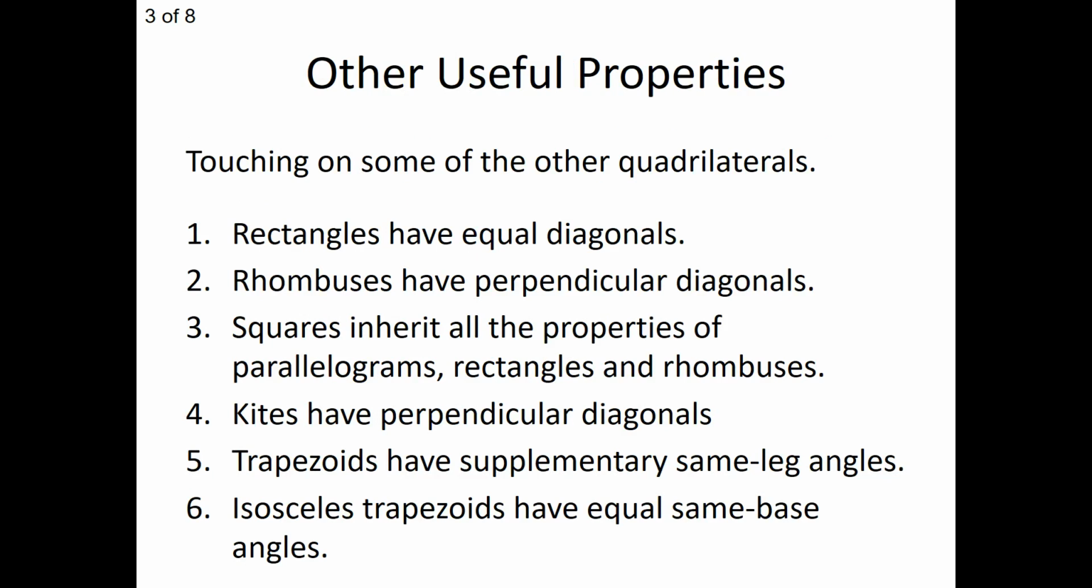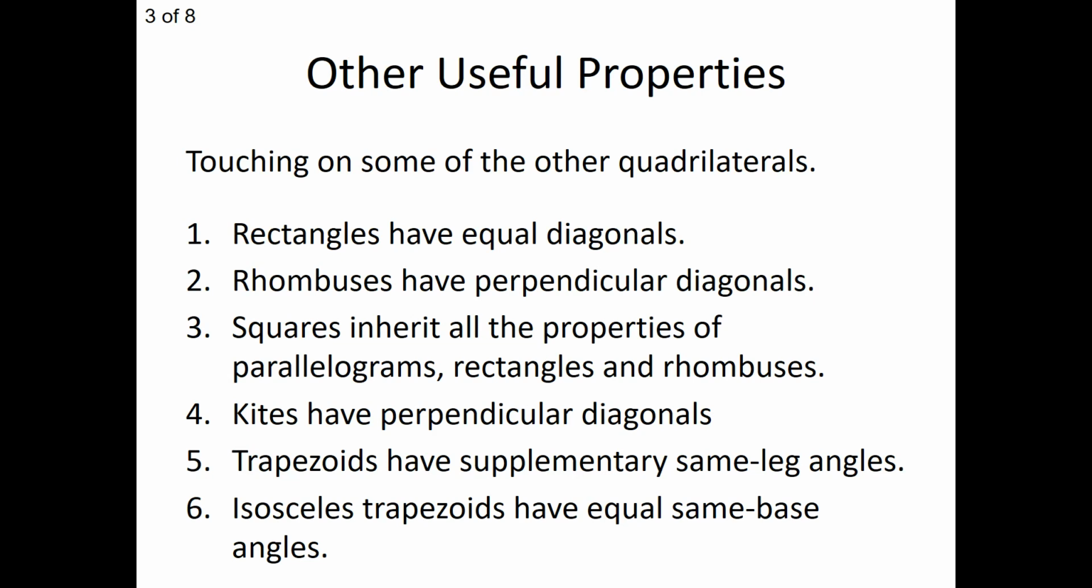Some other useful properties that we have with our other family members, right? We have the rectangles and rhombuses and squares and the kites and trapezoids. What are some other properties that come along with those? So here are some useful properties. Rectangles have equal diagonals, rhombuses have perpendicular diagonals, and the square actually inherits all the properties that are provable for the parallelogram, the rectangle, and the rhombus. So anything true about those three is also going to be true about the square. The kites have perpendicular diagonals, and trapezoids have supplementary same leg angles.